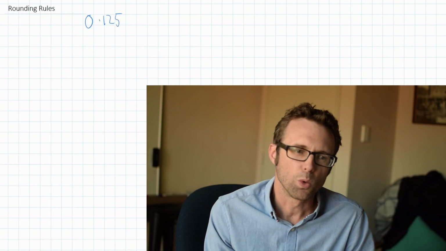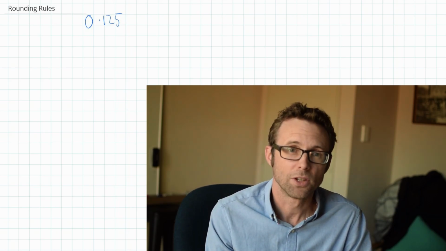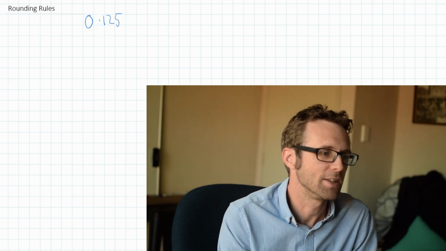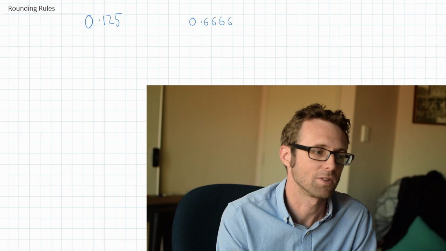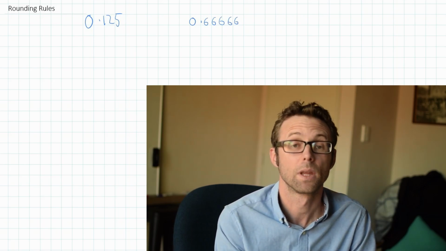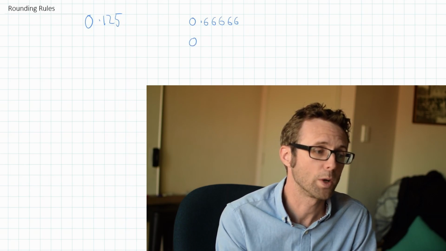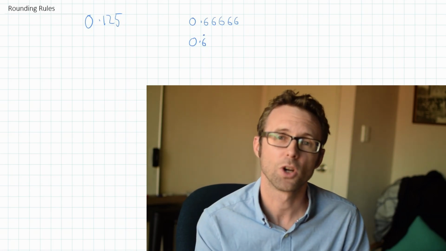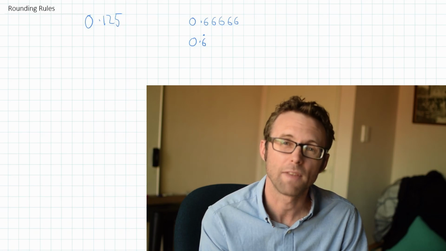The fourth rule is that if you have a recurring decimal, don't round. So, for example, if you had 0.66666 and so on, don't round it. Don't go, oh, it's 0.67. Give the answer as 0.6 with a little dot on top of the 6, and that denotes that it is a recurring decimal, and thus you are able to preserve accuracy.